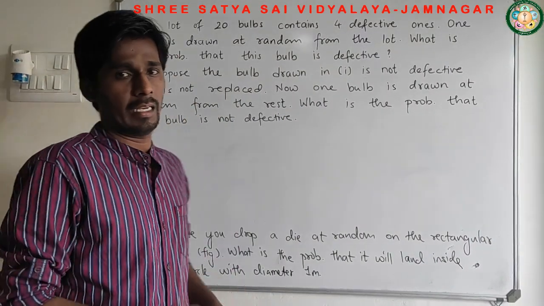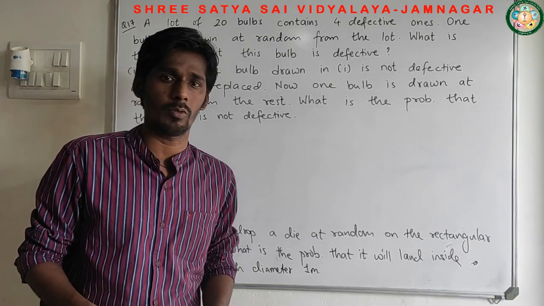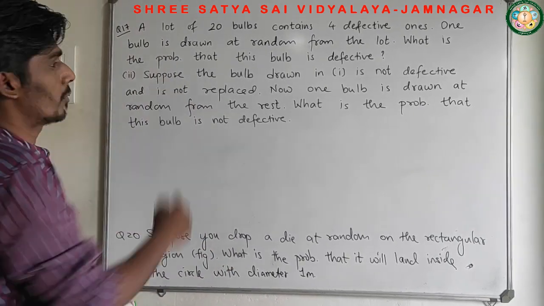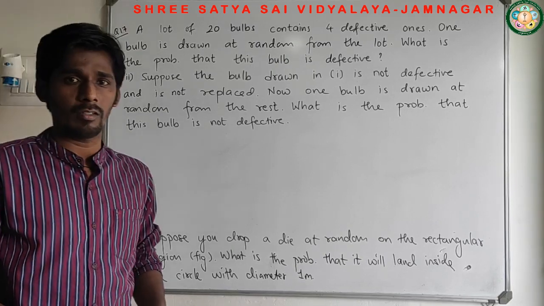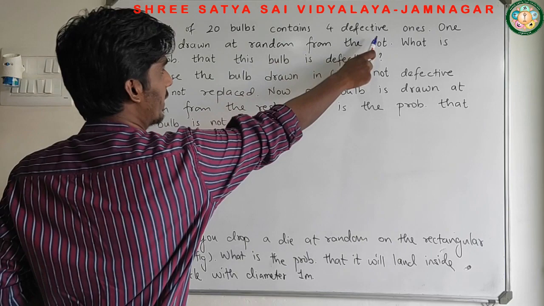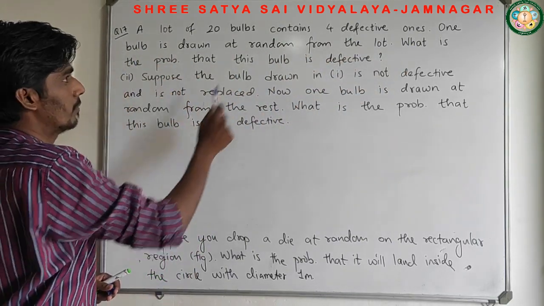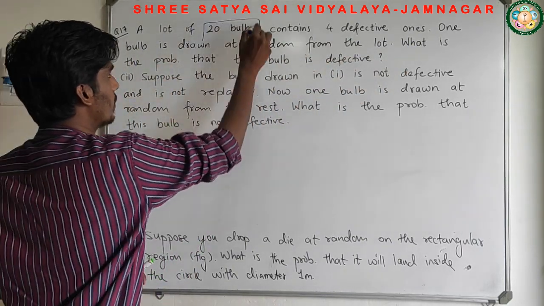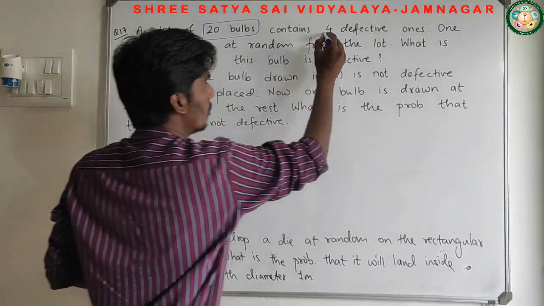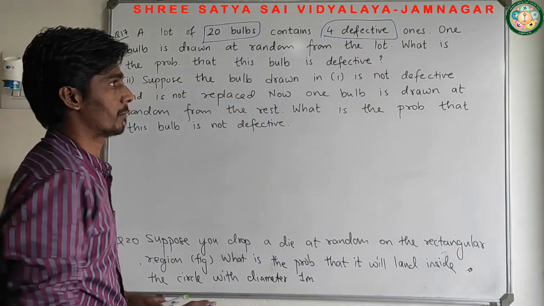Salam everyone. Let's move to the next example of the textbook only. Question number 17. From the question, let's first of all find out the total outcome. A lot of 20 bulbs contains 4 defective ones and 1 bulb. So overall how many bulbs are there? 20 bulbs are there. Out of that, how many defective ones are there? So 4 are defective ones.